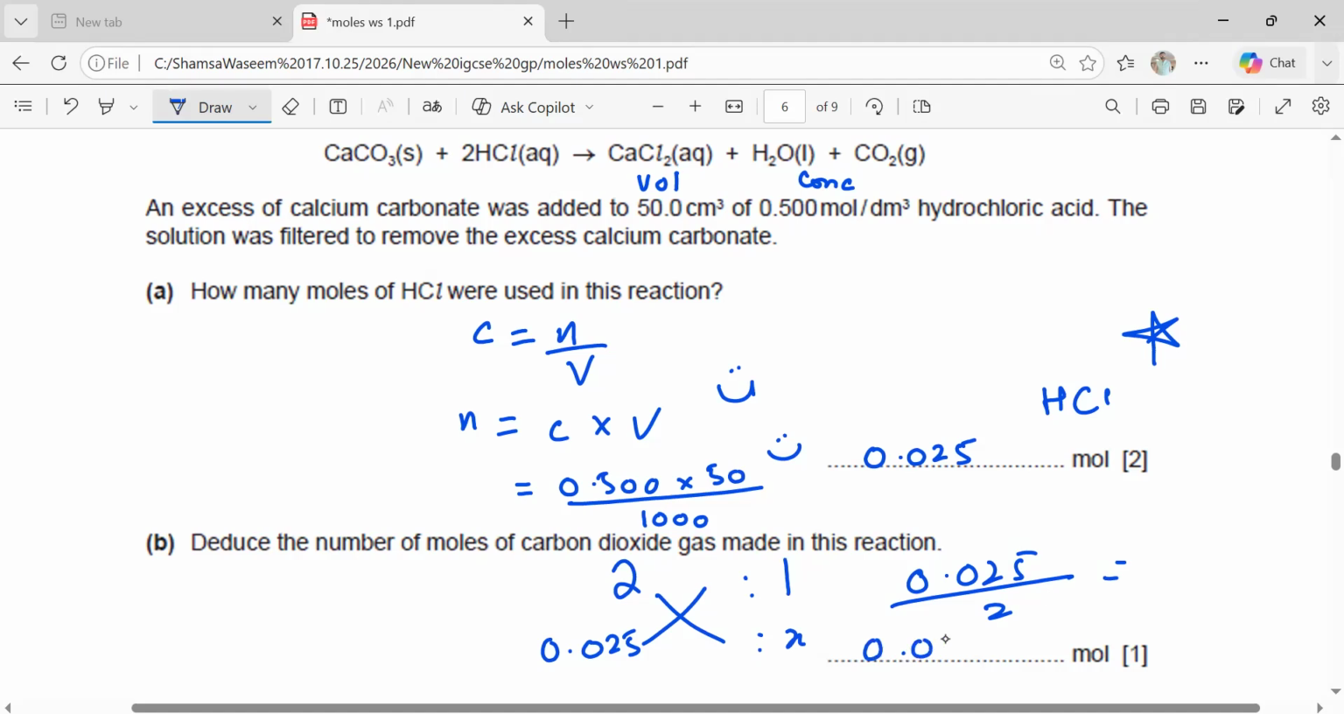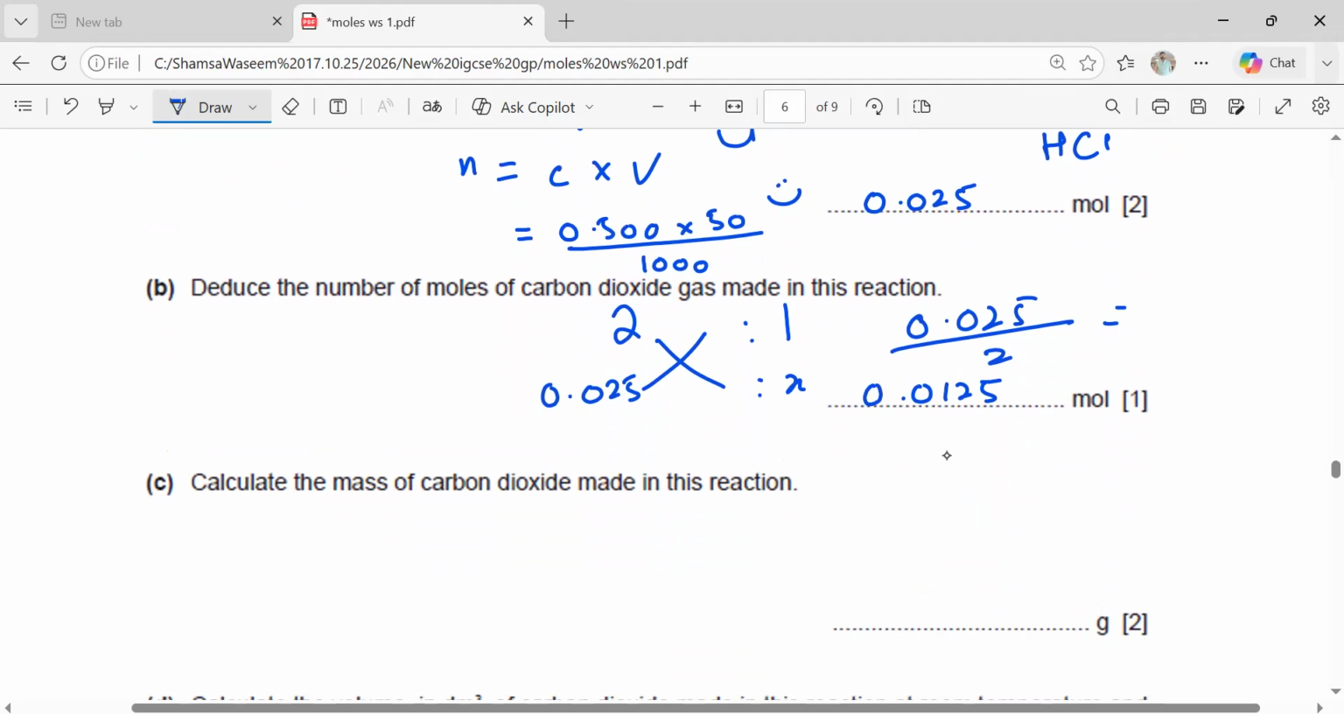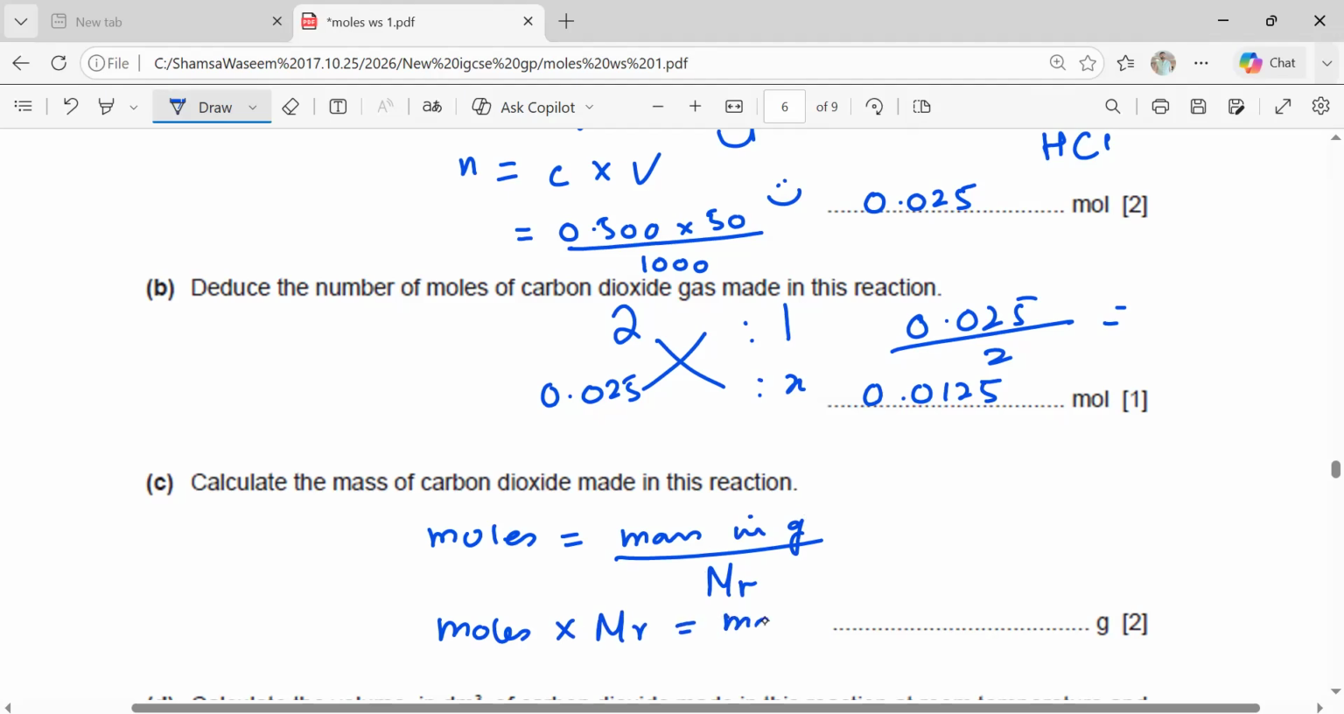0.0125. It's 0.013. Did you get it? Yes. Once you got the moles of carbon dioxide, how will you find out mass of carbon dioxide? Moles equals mass by MR. Moles is equal to mass in grams upon MR. So how do you find out mass? Multiply moles by MR, right?